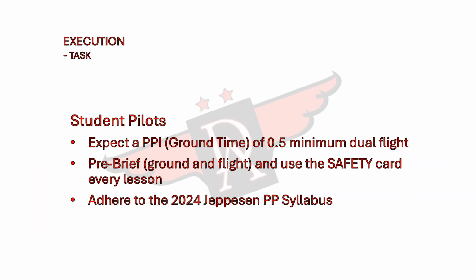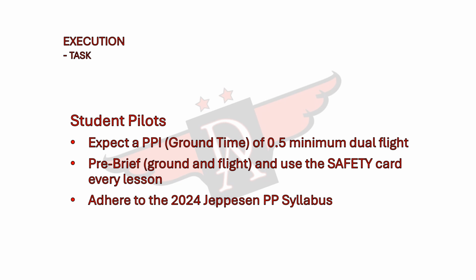For student pilots, we expect you to have every lesson include at least a half hour of PPI or ground time. You will do a pre-brief on all flights, both a ground pre-brief and a flight one. Use the safety cards that are in every airplane. Use the pre-brief outline that is in the instructor standardization guide.